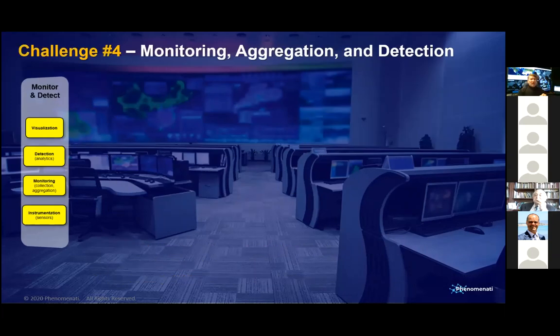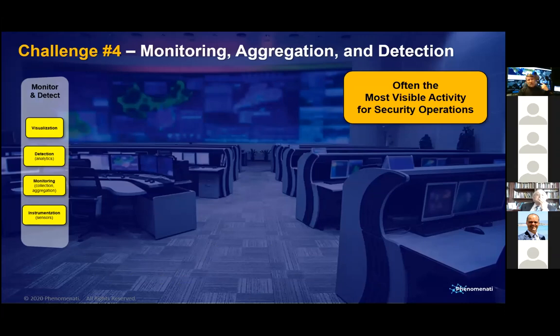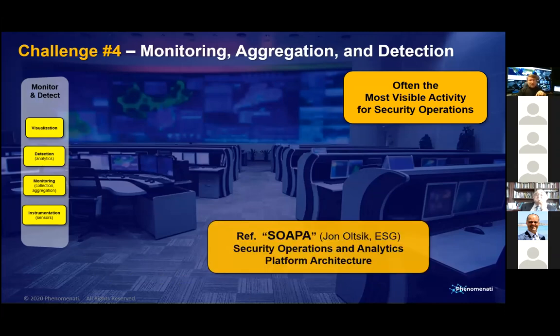All right, now into the core of monitoring and detection, which is what most of us think we do. That's what the security ops folks have with the big data walls, if you've ever been in one of these ops centers. There's an architectural concept that's been promoted by John Authz of ESG. He's an analyst. He calls it SOPA, Security Operations and Analytics Platform Architecture. That's essentially what we're talking about on the left-hand side here.